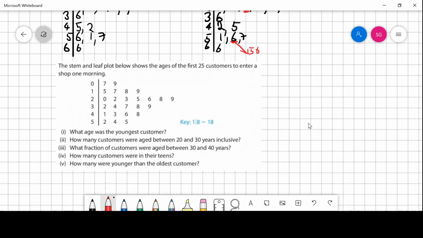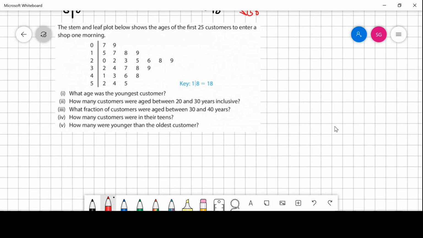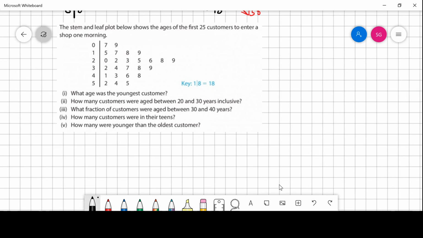So let's look at some examples of questions using these, and then I'll assign you girls some work. The stem and leaf plot shows the ages of the first 25 customers to enter a shop one morning. First question, what was the age of the youngest customer? The youngest customer is going to be the first in the 0 section. So 0, 7. The youngest customer was 7. Okay, 7 years old.